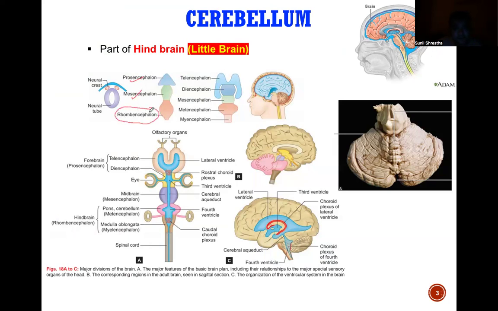The rhombencephalon is again divided into metencephalon and myelencephalon. The cerebellum is a part of the metencephalon. So it is a part of the hindbrain, which has two parts, the metencephalon and myelencephalon, and the cerebellum is part of the metencephalon. You have to remember it like that.